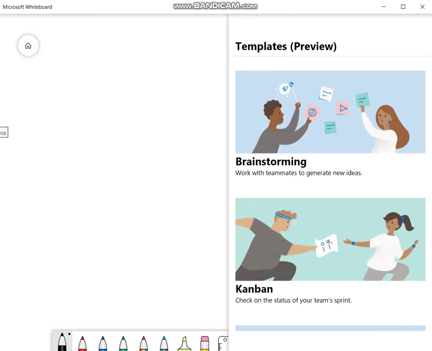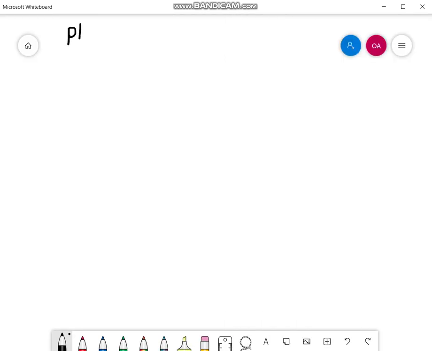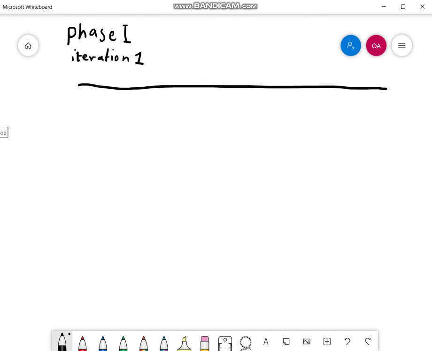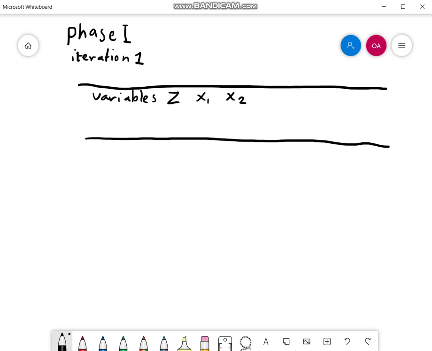So then I will start up my tableau. So this is my phase 1, iteration 1. The same thing we have done with the big M method and the simplex. So we have here the variables: we have z, then we have x1, x2, s1, s2, and a1, a2 with the right hand side.